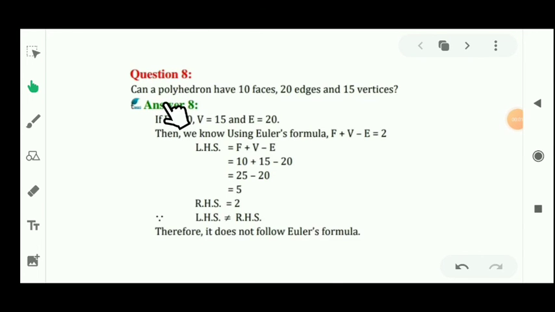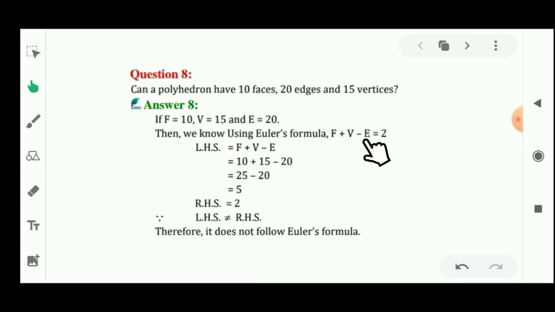Students, let's see the question number 8. Can a polyhedron have 10 faces, 20 edges and 15 vertex? Let's see the solution of this question. In this question the faces, vertex and edges values are already given, and we have to put these values in the Euler's formula. As we know that, what is the Euler's formula? Euler's formula is f plus v minus e is equal to 2.